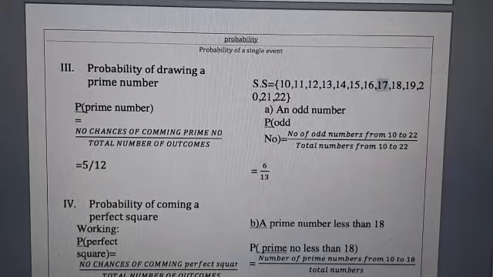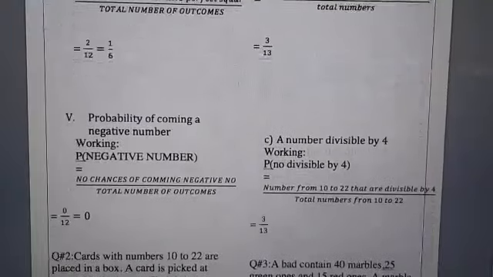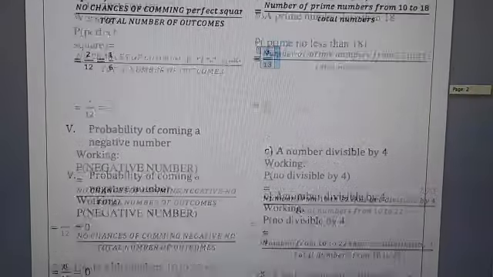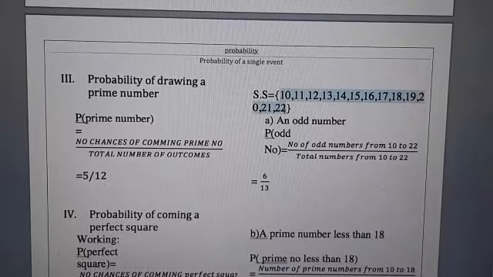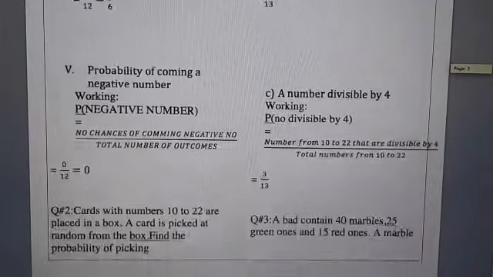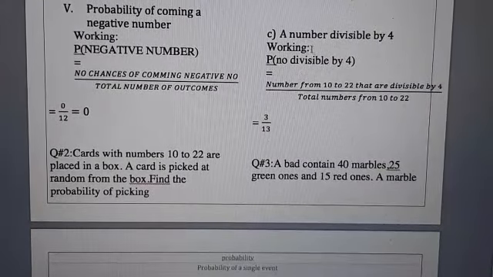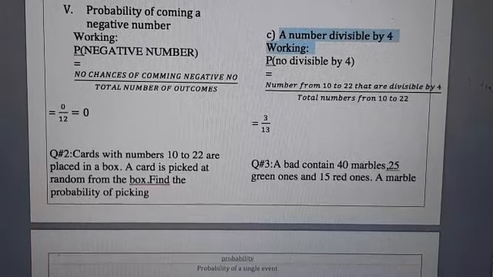We have 3 prime numbers less than 18 in the sample space. So we have 3 prime numbers while total outcomes are 13. If you count all of them, they will be 13 in number. So your answer will be 3 over 13. Part C says find the probability of having a number divisible by 4.